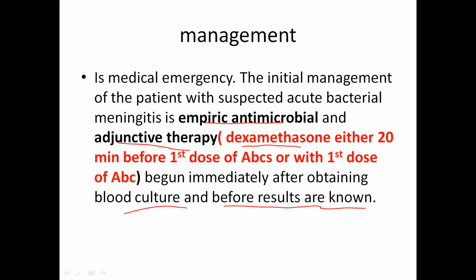In short, if you find a patient or you suspect a patient with acute bacterial meningitis, immediately draw blood and send it to culture, then don't wait for the result to come. Immediately start empiric treatment with antibiotic plus dexamethasone.